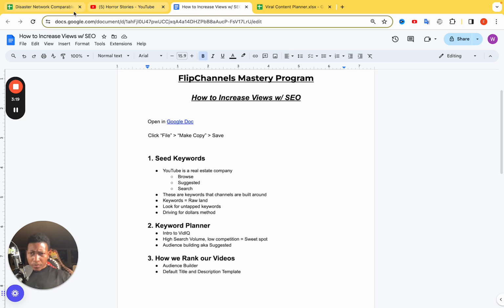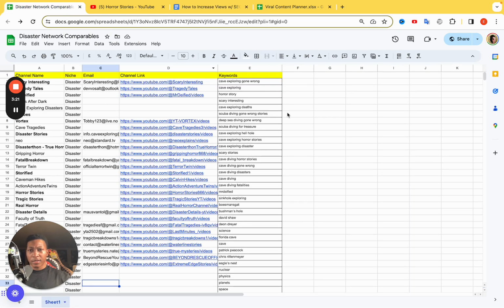We're going to go back to our comparable sheet, and you should always have this with you, because you should always have an eye on the market. You should always understand what channels are popping up in your market, what they're doing, and who you're competing with. The way we found all these channels was the suggested method I talked about. You can also use browse, where you log into YouTube with the channel that you're buying, and YouTube will show you some of those channels on the homepage.